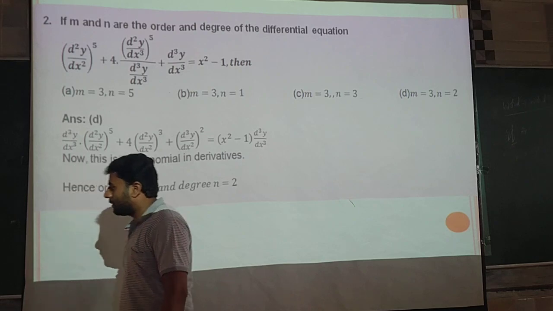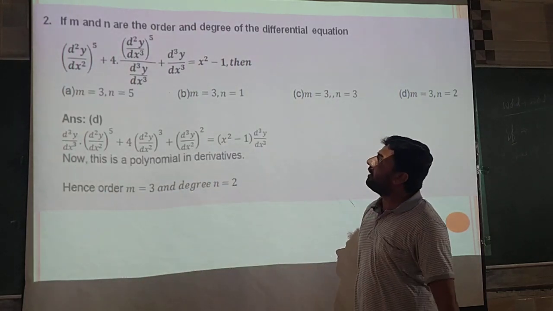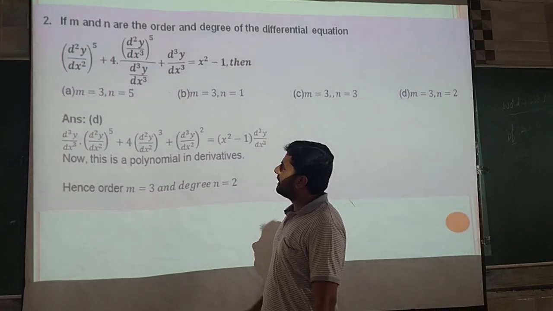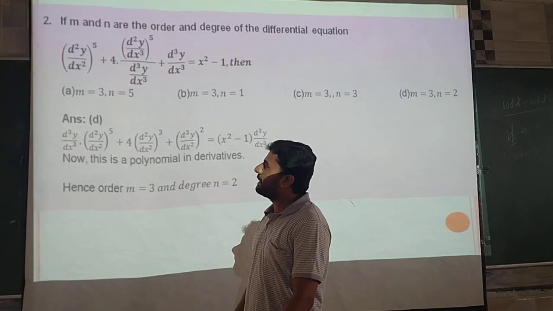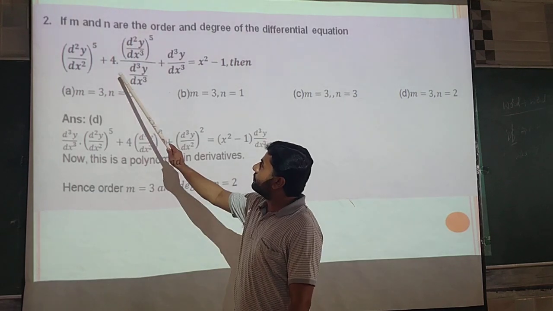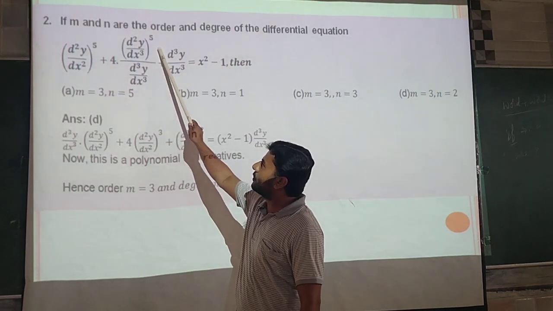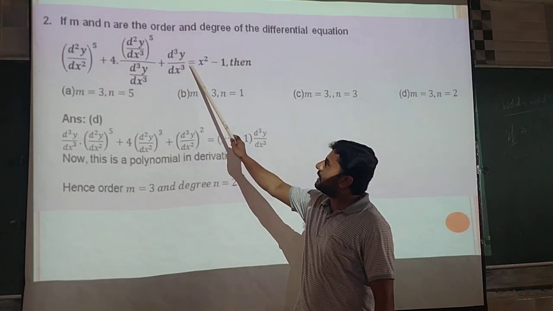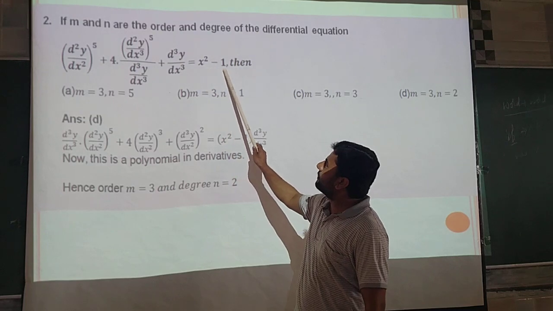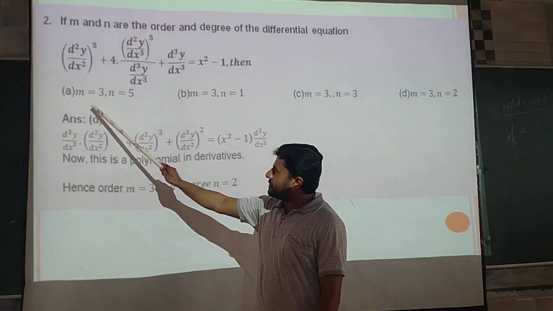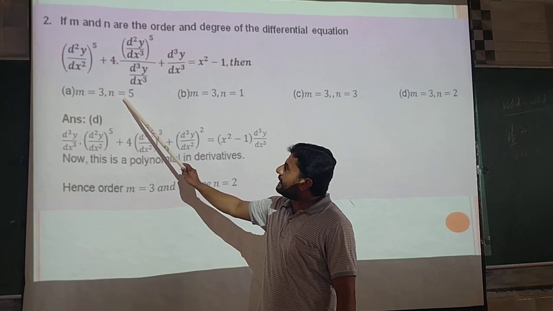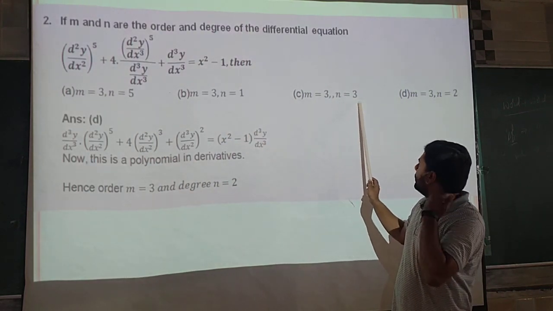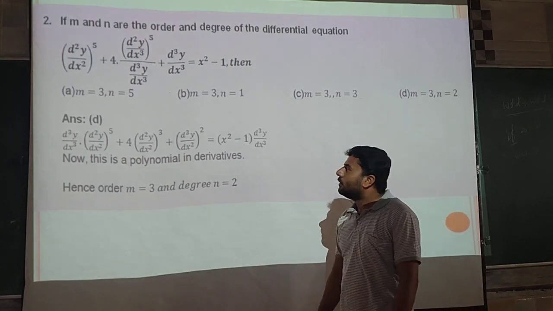The next question. If m and n are the order and degree of the differential equation, the given differential equation is (d square y by dx square) whole to the power of 5 plus 4 into (d square y by dx cube) whole to the power of 5 divided by d cube y by dx cube, plus d cube y by dx cube, is equal to x square minus 1. Then the options: m is equal to 3 and n is equal to 5; m is equal to 3 and n is equal to 1; m is equal to 3 and n is equal to 3; m is equal to 3 and n is equal to 2.